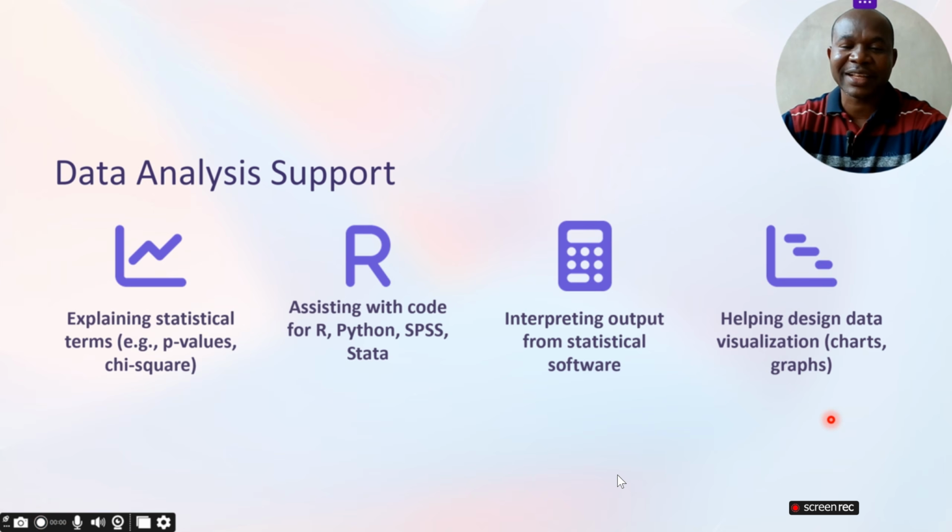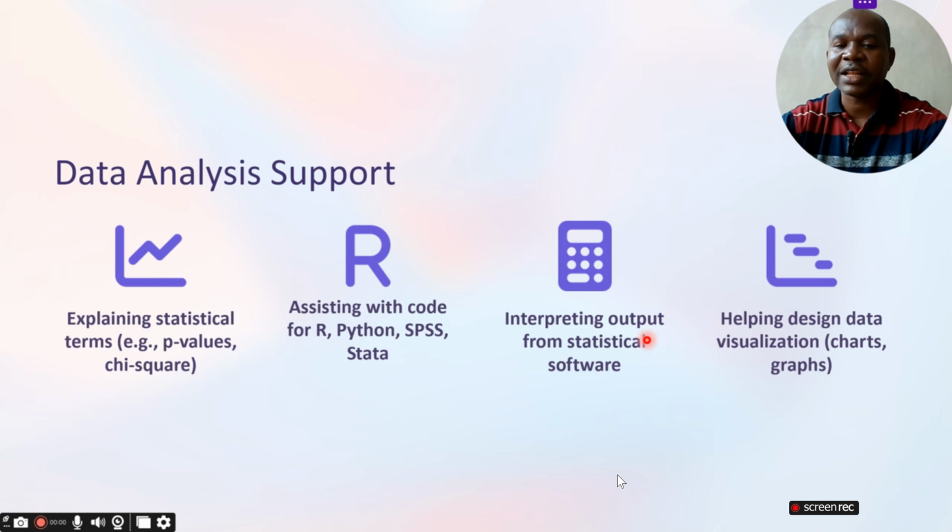So let's go to the sixth area, which is data analysis support. Again, I mentioned that with artificial intelligence, you can get clarity on different concepts as they affect statistical analysis. Maybe you are wondering what a p-value is, what chi-square is, what the whole idea of a hypothesis test is, what a confidence interval is. With artificial intelligence, you can have those things simplified, even in layman's terms. How about assisting with code for R? I mentioned that again. You can generate code for R, for Python, and even for every other software analysis package.